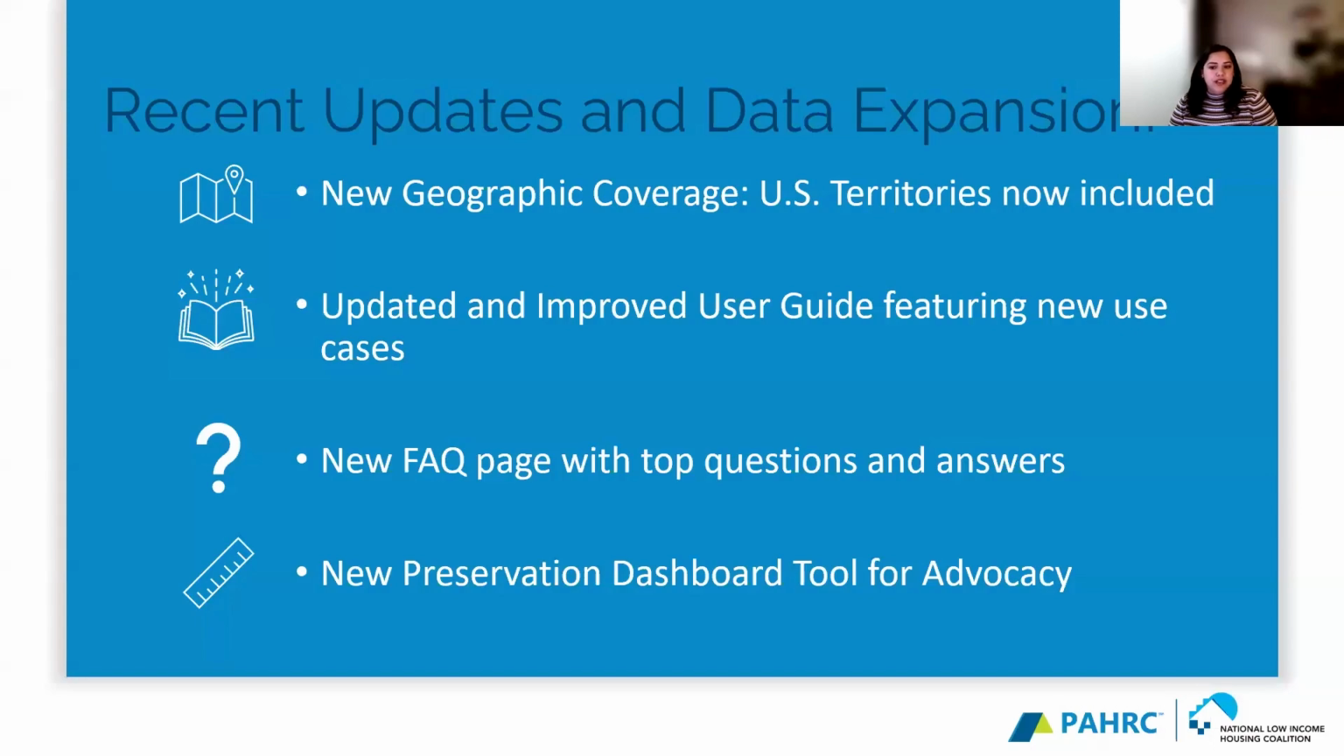We now have new data coverage for some of the U.S. territories, including Puerto Rico, Guam, and the U.S. Virgin Islands. So properties are included in the NHPD now from those geographies. On our website, you will find an updated and improved user guide that has new use cases included, where you can find step-by-step instructions on the different ways to utilize the NHPD. We have a new FAQ page with the top questions that we are asked and the answers to those questions.